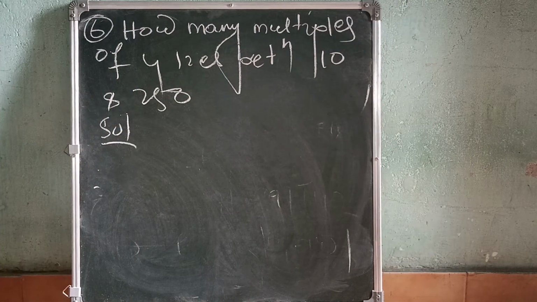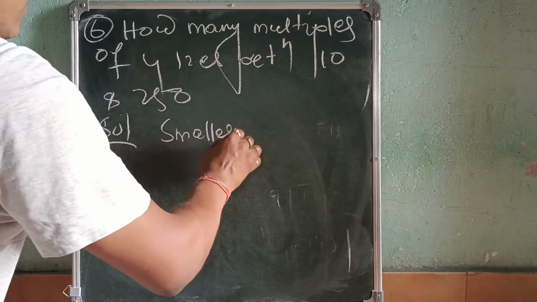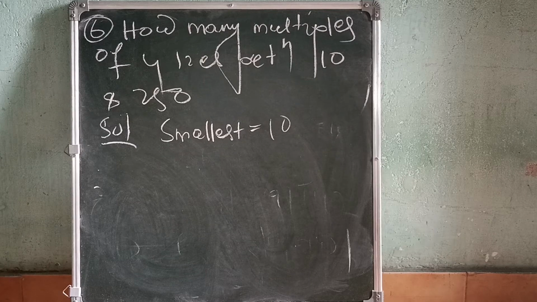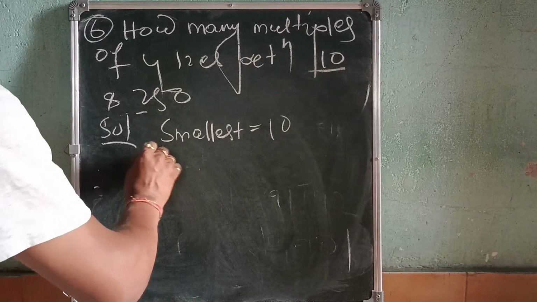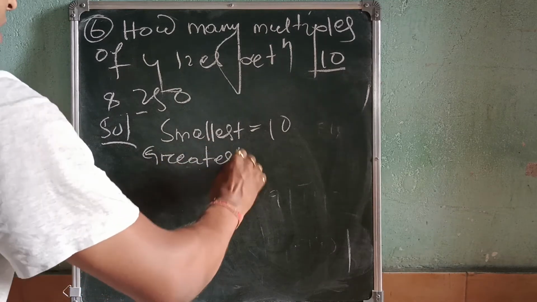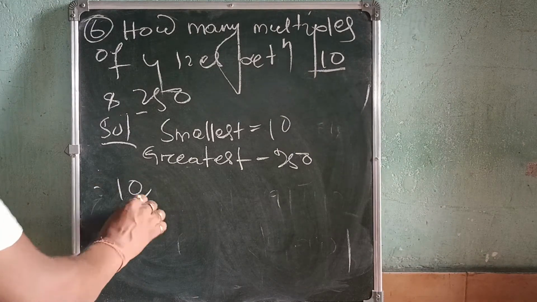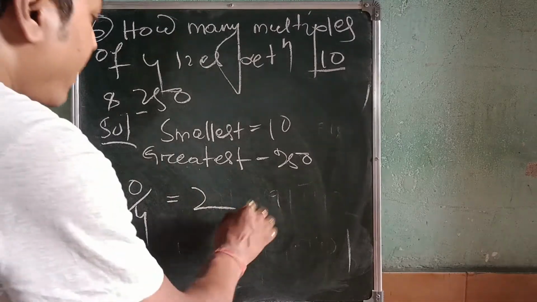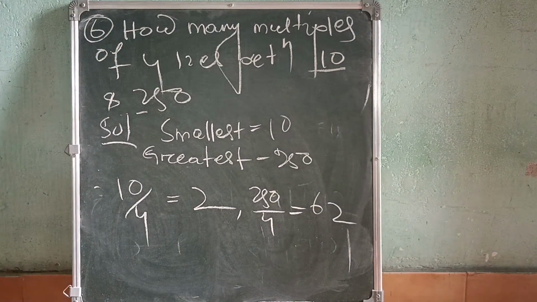So here you have to find the smallest number. The smallest number is 10 and the greatest is 250, as given in the question. So what you have to do: 10 divided by 4, multiples of 4. Quotient is 2. And 250 divided by 4, quotient is 62. The remainder is not considered here.